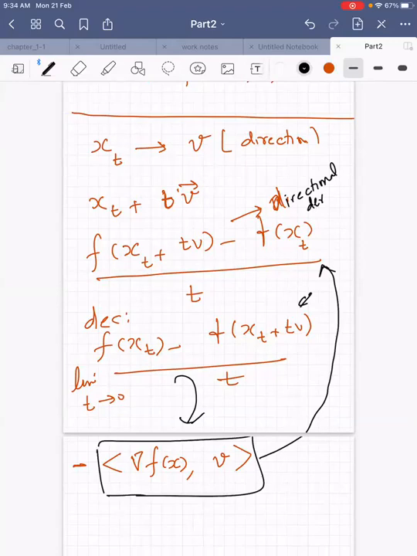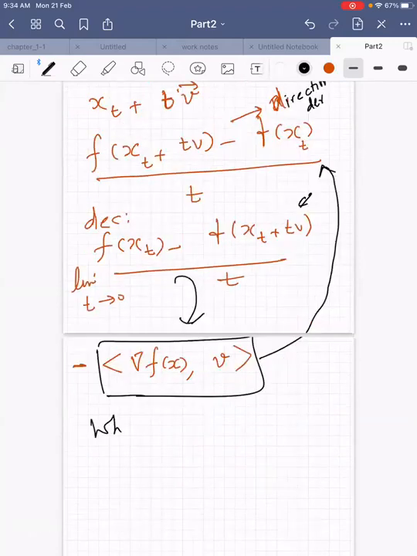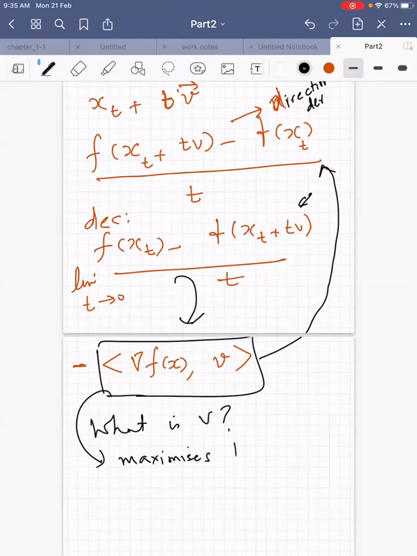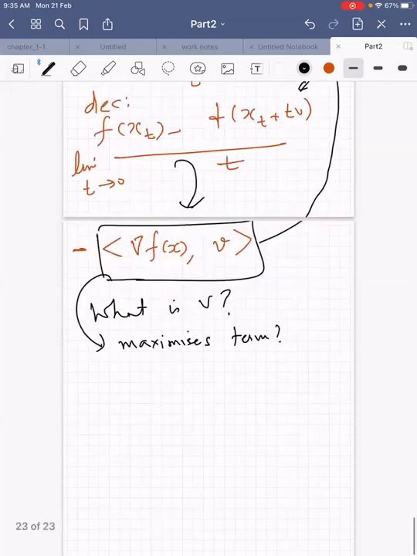Now the question is, what is v? We have not decided on v yet, right? So v is something that maximizes this whole term. Now what is Cauchy-Schwarz? Do you recall what Cauchy-Schwarz is? Anybody?